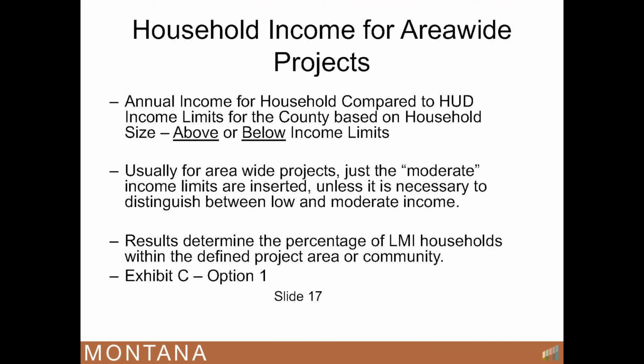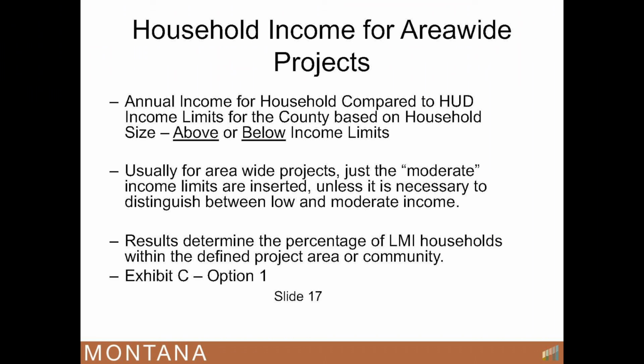Slide 17 presents the first of 3 primary income survey form models or examples. The first model, illustrated on slide 17, is for CDBG income surveys involving area-wide projects. So in the case of area-wide projects, the annual income for the household is compared to HUD income limits for the county based on household size, above or below income limits. Again, above or below the HUD income limits.